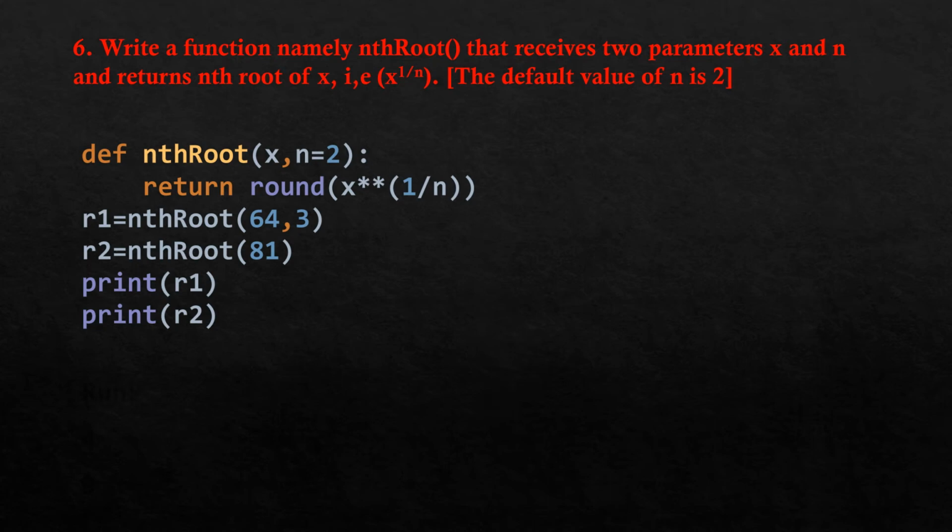Now here we have called the function two times. First time nth root is called by passing the arguments 64 and 3. That means we want to check the cube root of 64. And second time we have called the nth root function by passing only one value, that is 81. That is x value is 81 and for n it will take default value, that is 2. Now let's see the output. First it is printing R1 as 4, that is the cube root of 64, that is 4. And second one is 81, that is the square root of 81, that is 9.